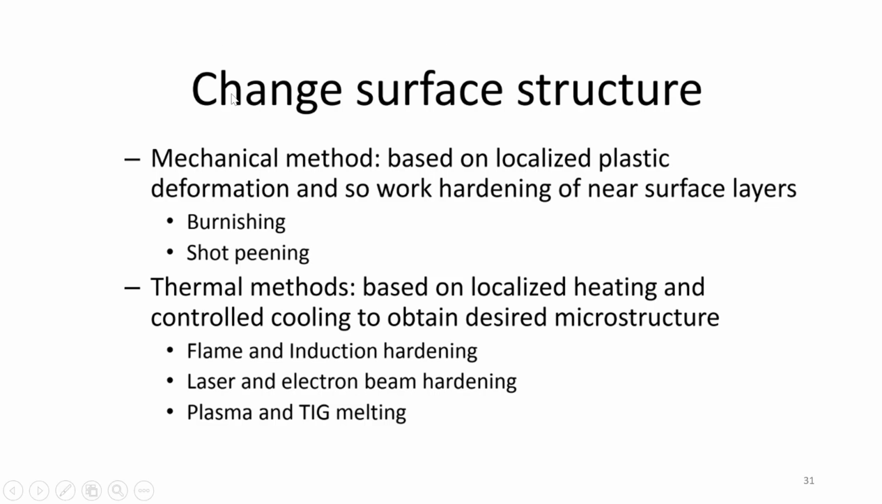Next we have change in surface structure. In this case, the mechanical method is based on localized plastic deformation and so work hardening of near surface layers. It includes burnishing and shot peening. In case of thermal methods, we have localized heating and controlled cooling to obtain the desired microstructure. In this case we have flame and induction hardening, then laser and electron beam hardening, plasma and TIG melting.